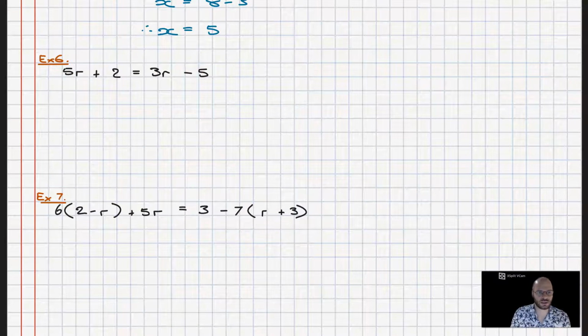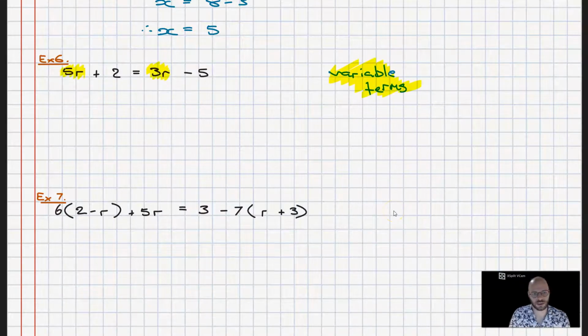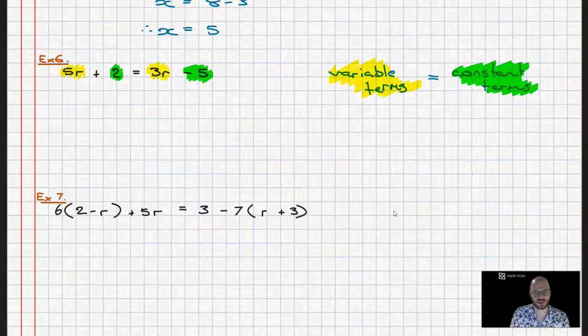Now the method in which we're going to solve these equations is, firstly we're going to move all of our variable terms to the left hand side of the equation, and then we're going to move all of our constant terms to the right hand side of the equation. After which we're simply going to solve it how we've done them all before. Now jumping straight into it, we're first going to move our variable terms to the left hand side.